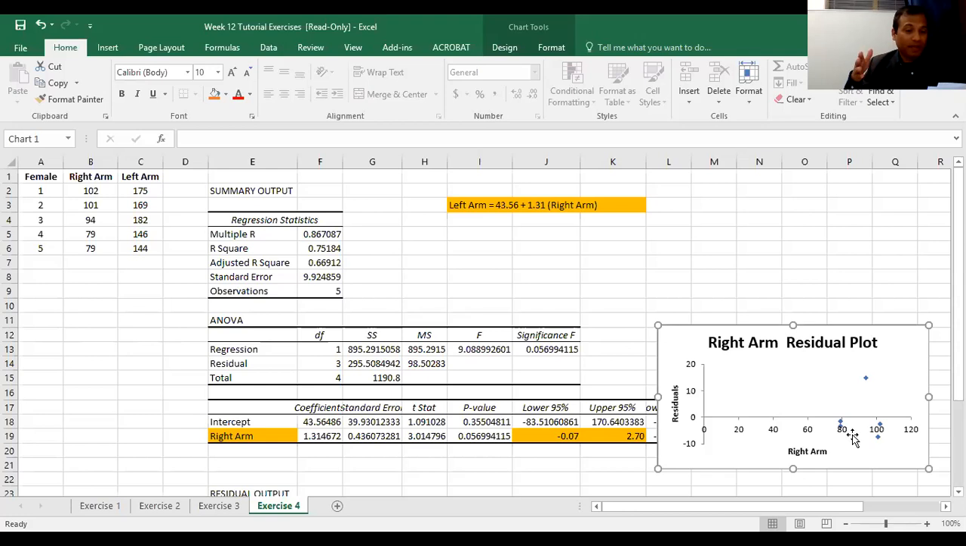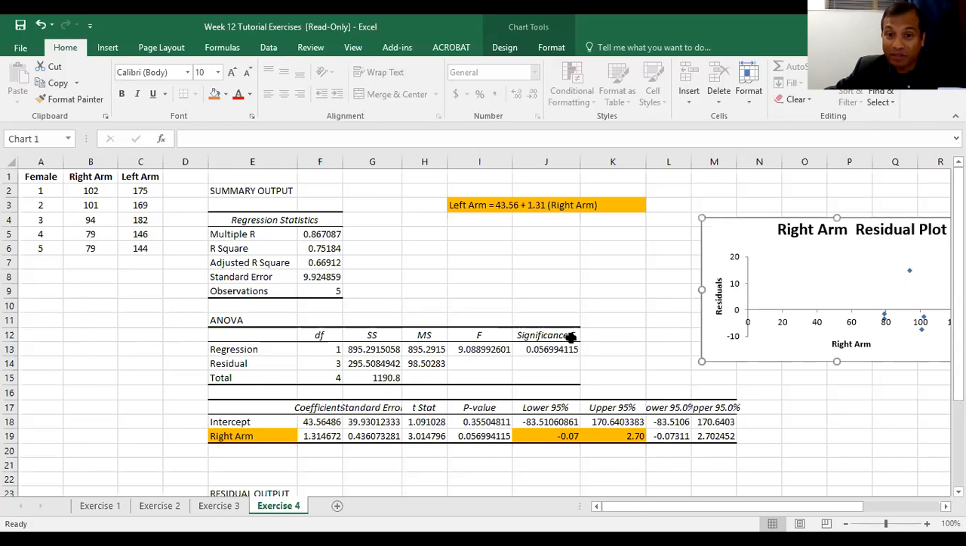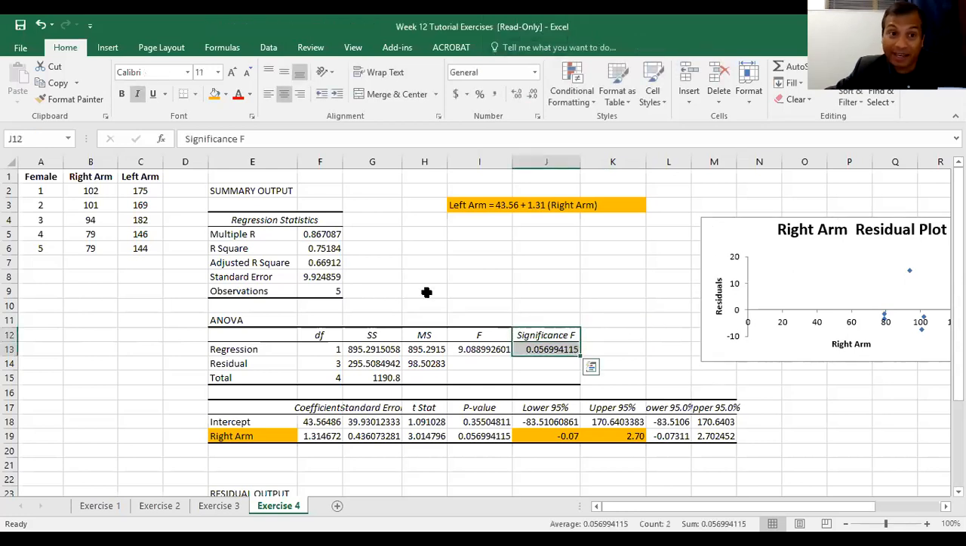So the value is given for right arm. See the equation. If you put 100 as the right arm, 1.31 into 100 will be 131 plus 43.56. That will be the answer for the left arm. But the question is, is this a valid prediction? And for that, now you know what to do. You have to look at the significance F value.